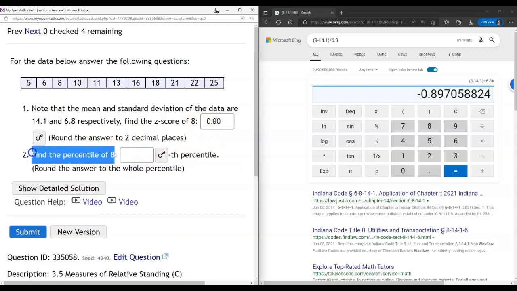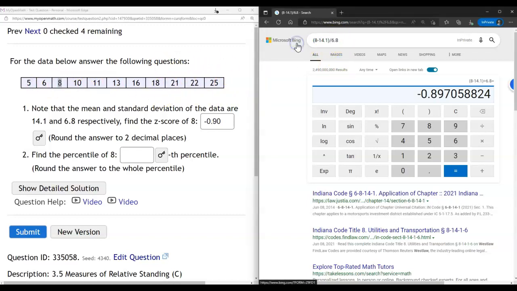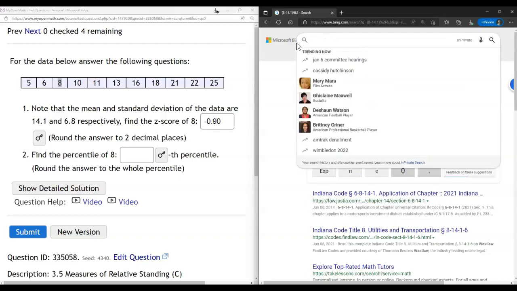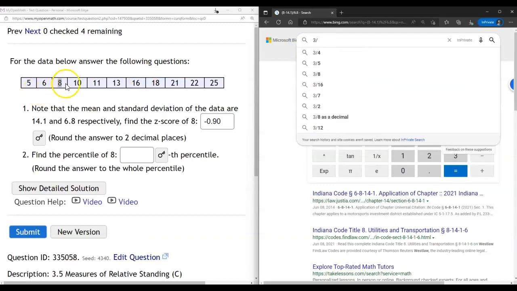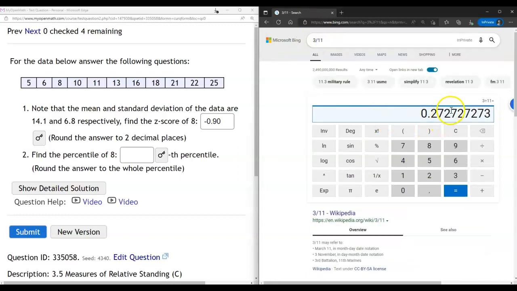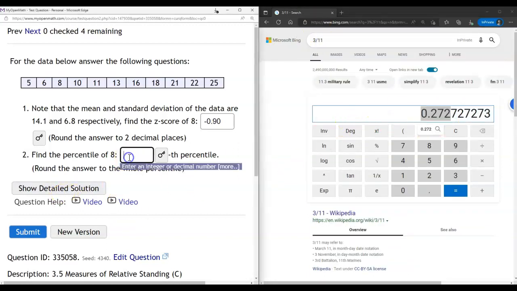Now to find the percentile, I'm just going to find the ranking of 8 in relation to the size of the data set. So 8 is ranked number 3 in this data set. And let's count the total number of observations in this data set. 1, 2, 3, 4, 5, 6, 7, 8, 9, 10, 11. So it ranks 3 out of 11. So its percentile will be 27.2, but we're going to round it to the nearest unit, which is 27.